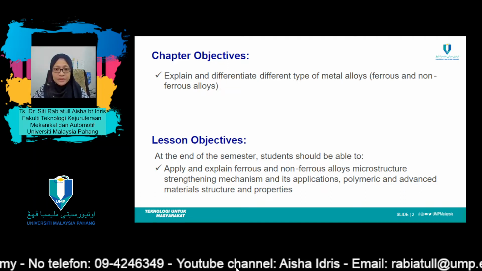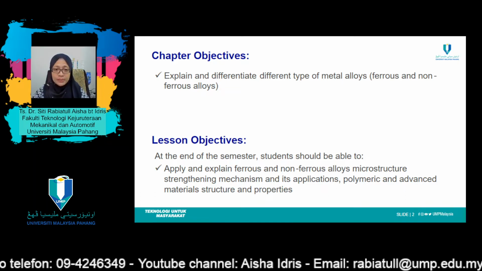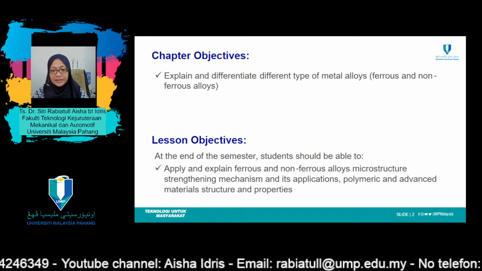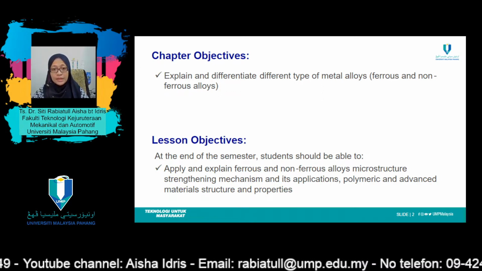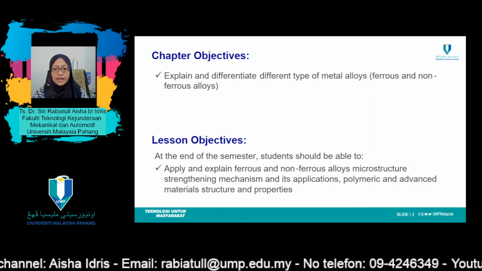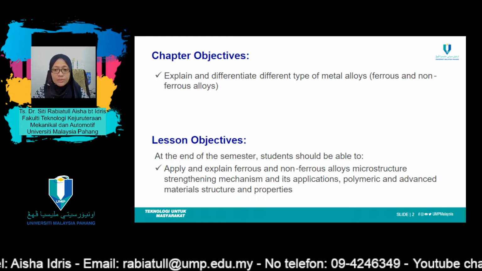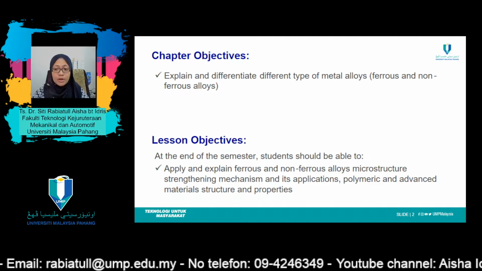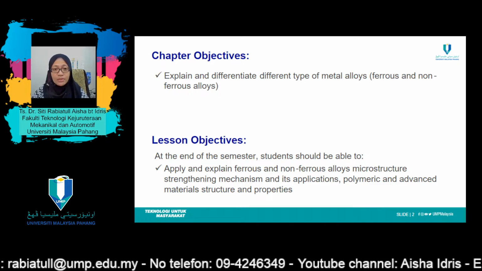For the chapter objectives, students should be able to explain and differentiate different types of metal alloys, which is ferrous and non-ferrous alloy. Meanwhile, for lesson objectives, at the end of the semester, students should be able to apply and explain ferrous and non-ferrous alloys microstructure, strengthening mechanism and its applications, polymeric and advanced material structure, as well as its properties.